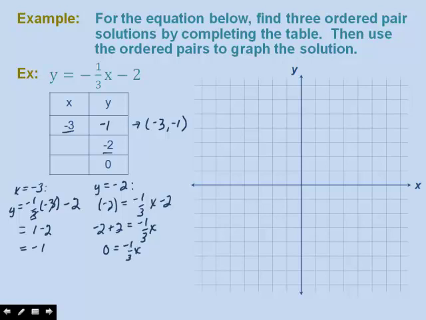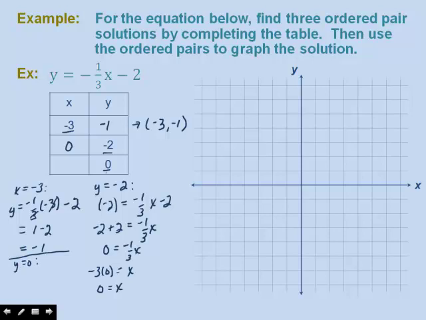And then in order to get our x by itself, since we have negative 1/3, we could multiply by the reciprocal of that, which would be negative 3 times 0. That would give us x over here on the right side, and since anything times 0 is 0, we end up with x is equal to 0 for our solution. And our last one is y is equal to 0.